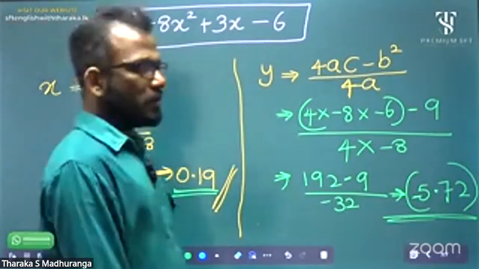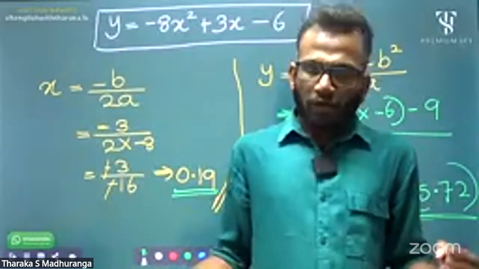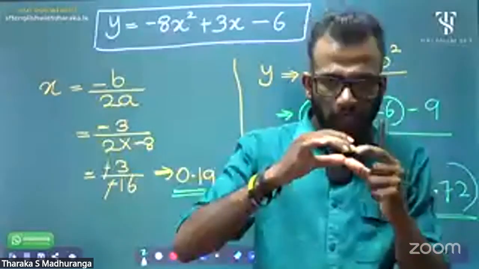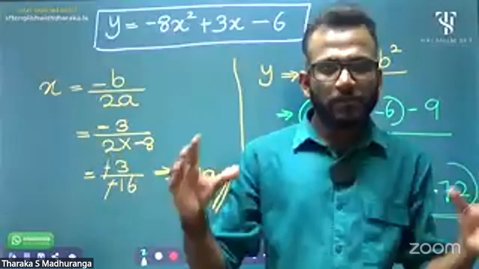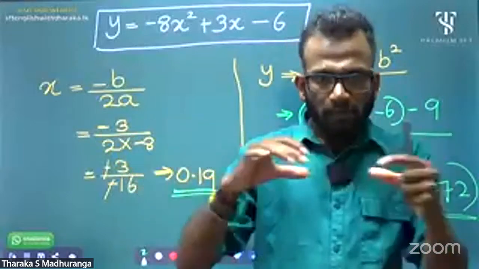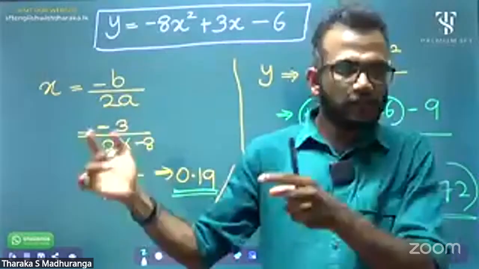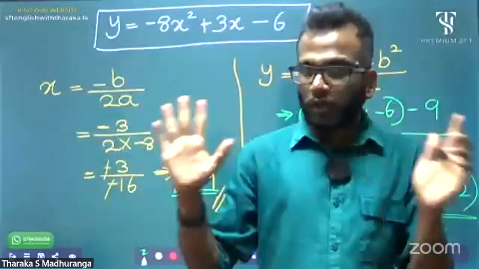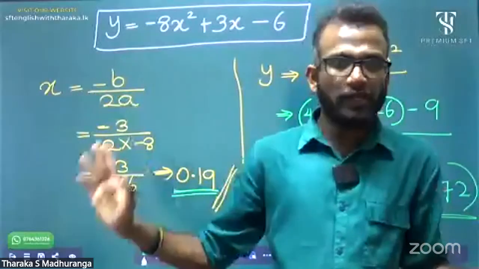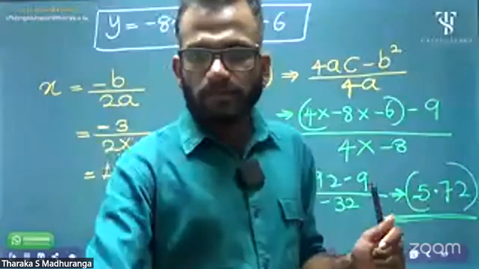Now I will summarize what I explained up to now. This is the common equation. First of all, if they give it in any type of form, you have to convert it into the common order, y equals ax squared plus bx plus c. If not, you can't do anything. You can't find the a, b, c values and you can't substitute.